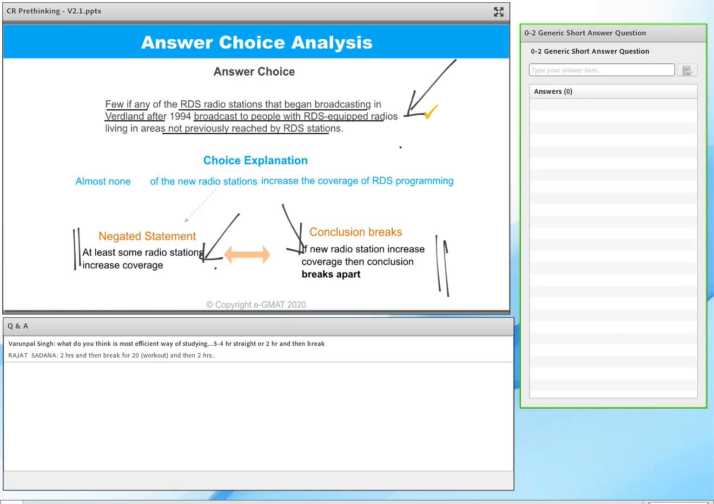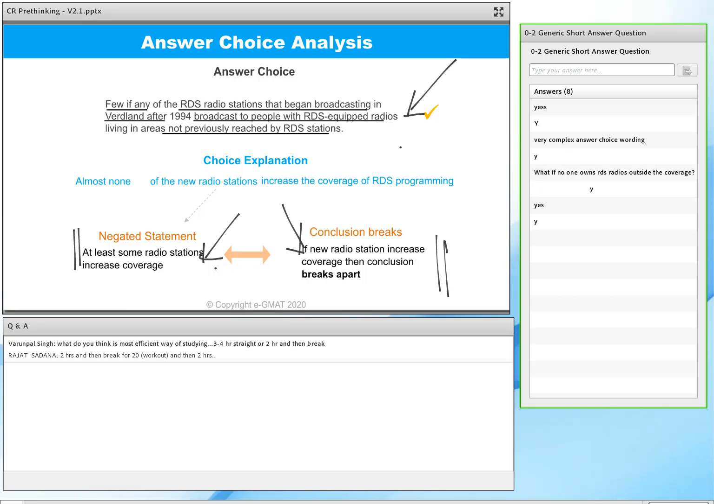I understand you want to talk about other answer choices, but can you see how choice A is in line with our first assumption that we came up with? Can you see that? I'm going to answer that question. What if no one owns RDS stations? And how did you put a yes in the center? You must have put lots of spaces. Okay, a few more yeses. Perfect. Yes, it's very complex.